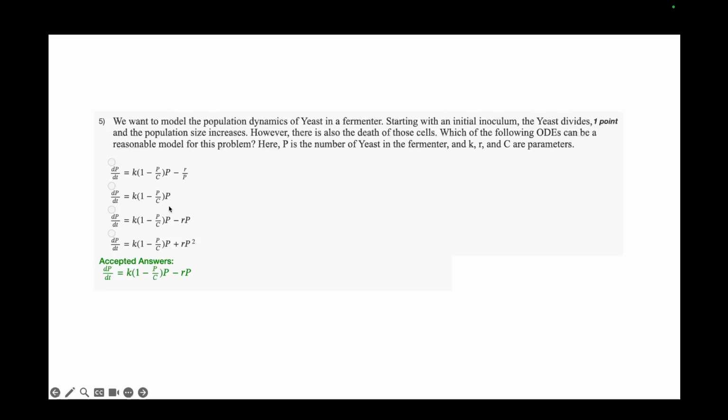On the other hand, the second option does not account for death, and the fourth option accounts for death in a positive manner. So by just looking at the death term, you can understand that the third equation is the correct one. Also, the first part is a logistic growth equation, where the population increases, and the minus RP denotes the death and the decrease in the population. So it's quite straightforward.